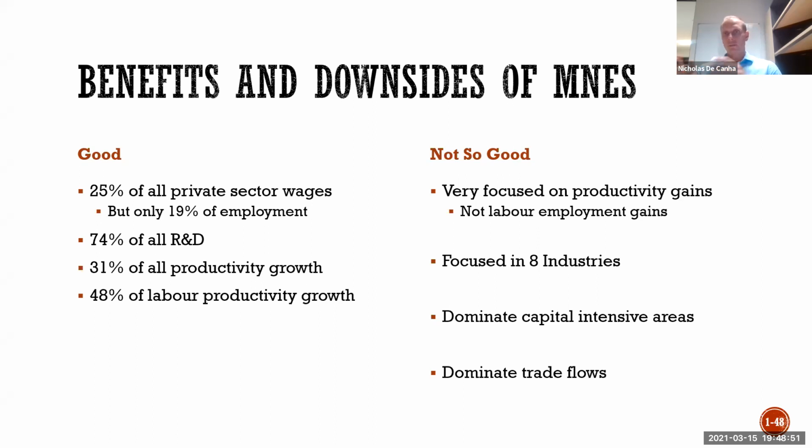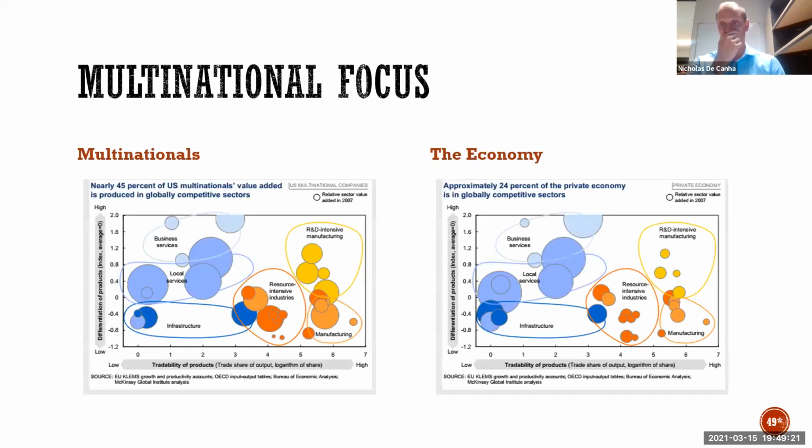On the cons, they are very focused on productivity gains, and so their share of the labor market is actually slightly decreasing annually. Because multinationals tend to squeeze more out of any given individual rather than employing more individuals. And that's sort of a reality of their world. They tend to be very focused in just a few industries. And you'll be able to see those industries and you can kind of imagine reasons. They dominate trade flows, and they're also obviously the largest in capital intensive areas. And that's probably self-evident. You've got to be very big to be in capital intensive industries.